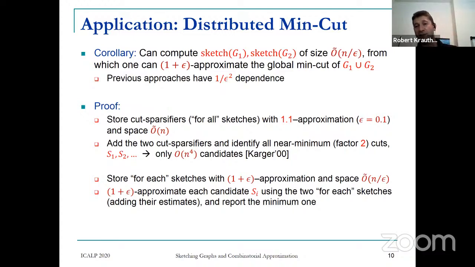And you use that second part of the sketch only on the n to the 4 candidates that are computed in the first part. Of course, you do it in parallel, but because they're in this way you have independence and you only need union bound over n to the 4 different queries that are non-adaptive, because you just have to look at all the candidates and find the best one. Each one, you estimate the cut value within 1/ε using a sketch for G1 and a sketch for G2 and sum up. Okay, so that's an example.